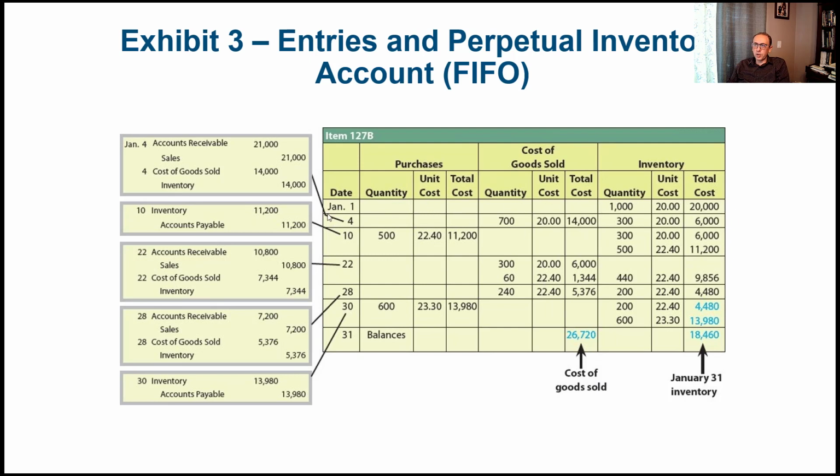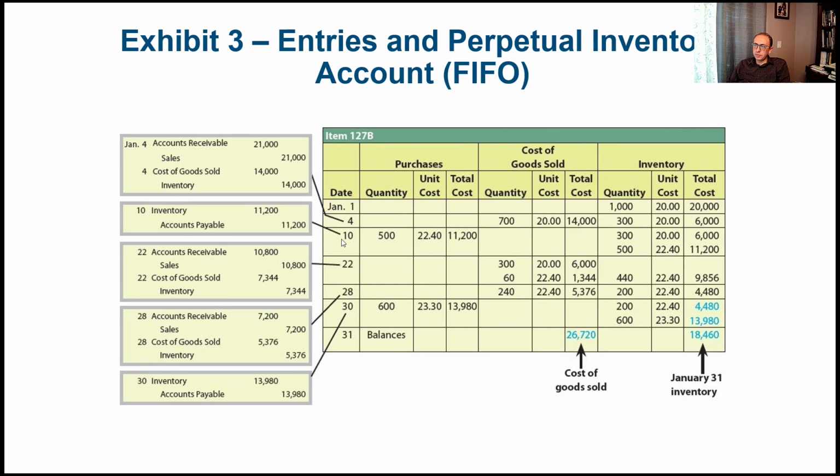And then we start with January 1st, where we record our initial 1,000 units at $20 for a total cost of $20,000. On January 4th, remember, we sold 700 units, so the cost of these were 20. Remember, we sold them for $30, but now we're just focusing on the cost. So we are going to record the cost here of 20 because we only have a batch of 1,000, and the remaining is 300 units. So 300 units at 20 for $6,000.